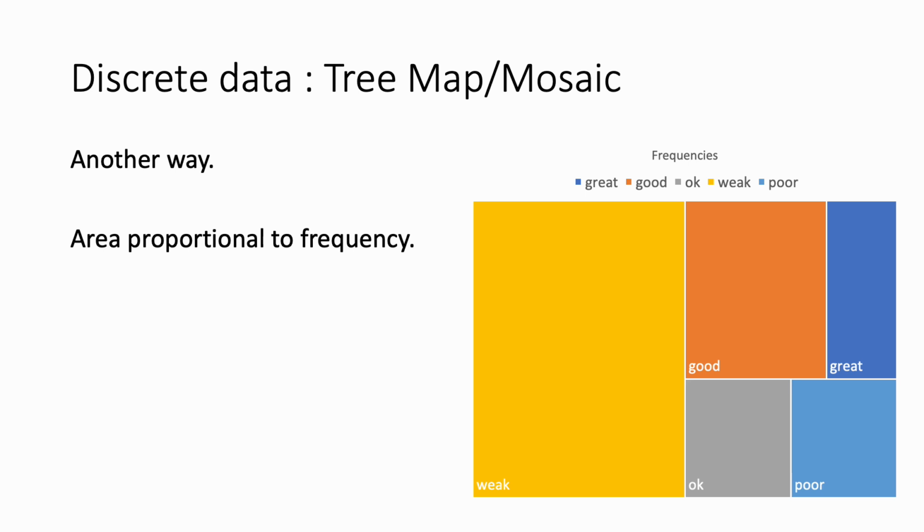So each method has its own pros and cons. But with this, we conclude the discussion of categorical data, and we will see you in the next one about continuous data.